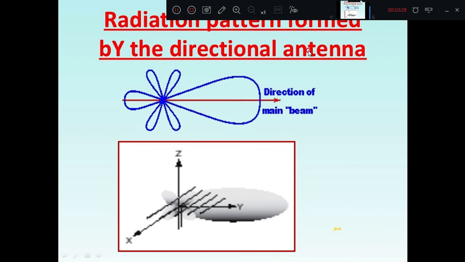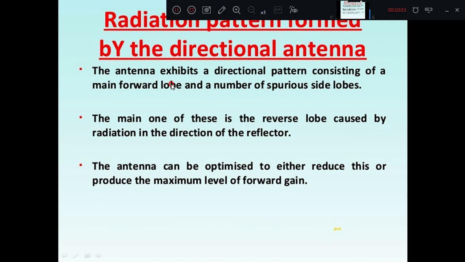This is the radiation pattern produced by the directional antenna. You have unidirectional and omnidirectional antennas. For the directional antenna, the radiation pattern is like this. This is the direction of the main beam, and we also have a back lobe as well as side lobes. This antenna exhibits a directional pattern consisting of the main forward lobe and a number of spurious side lobes.